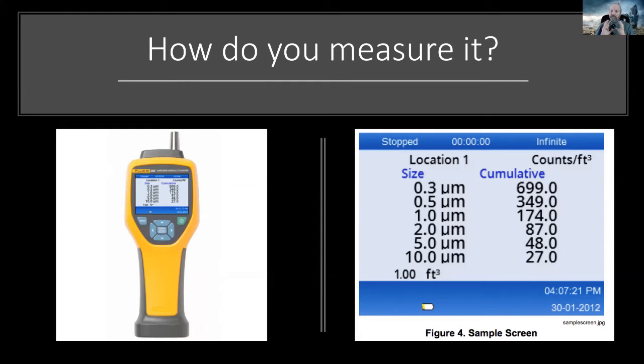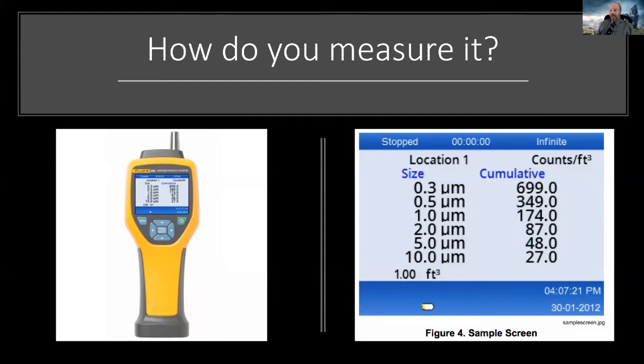These aren't perfect, but they do a lot of traceability standards and testing. And then they get a count for each particle, and they can get pretty high. I think this one can do like 2 million counts per cubic foot, and then it gets saturated, and there's too many reflections for it to count them all. The table on the right gives you an idea of the distribution. We've got 699 particles at 0.3 and 349 at 0.5, et cetera.